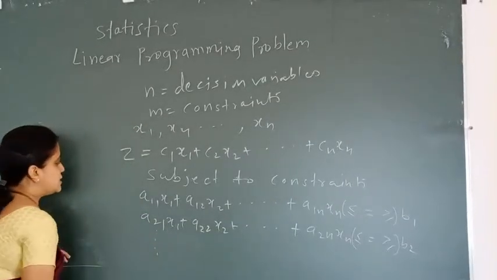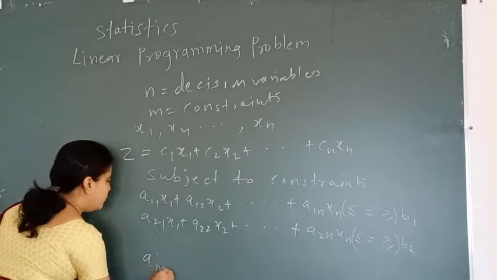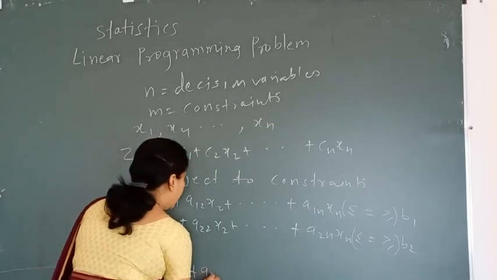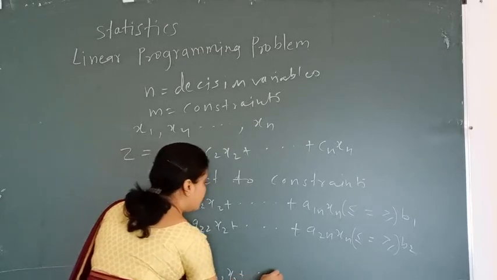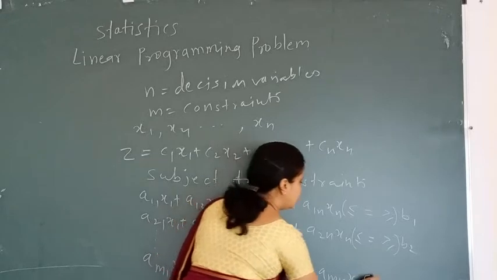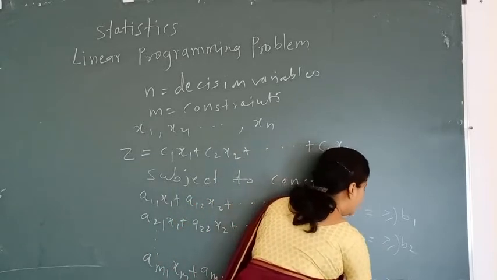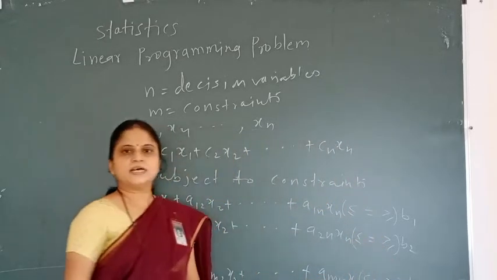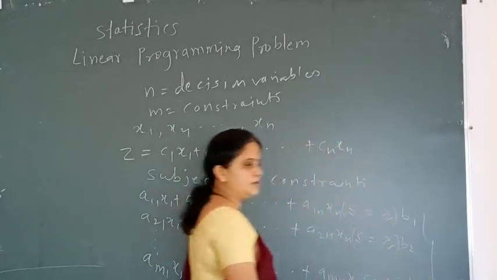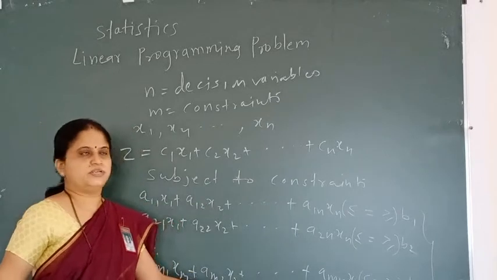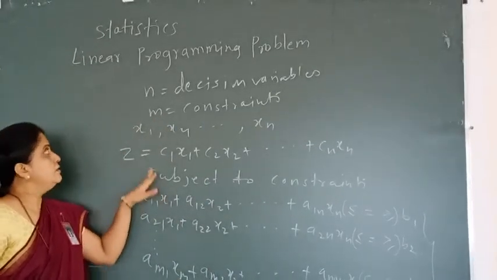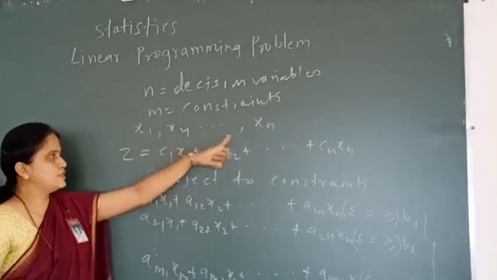And the last equation is am1x1 plus am2x2 plus so on up to plus amnxn, less than or equal to or greater than or equal to bm. So these are the constraints, m in number. I have m constraints, and I have n decision variables, x1, x2, up to xn.